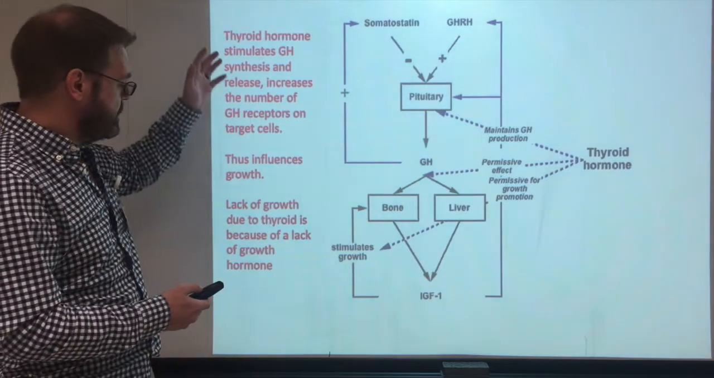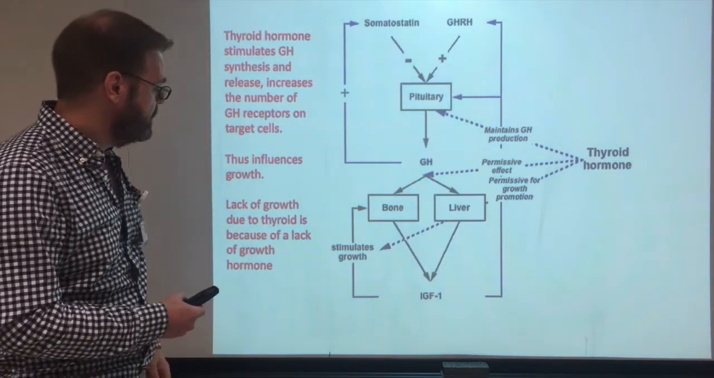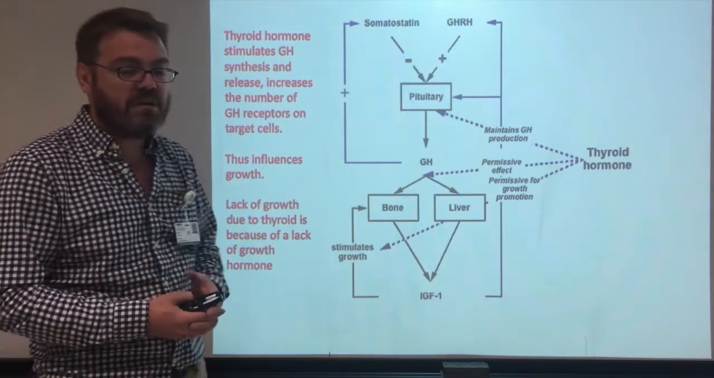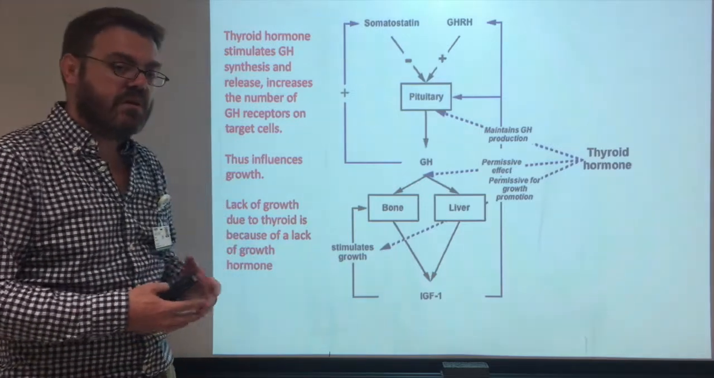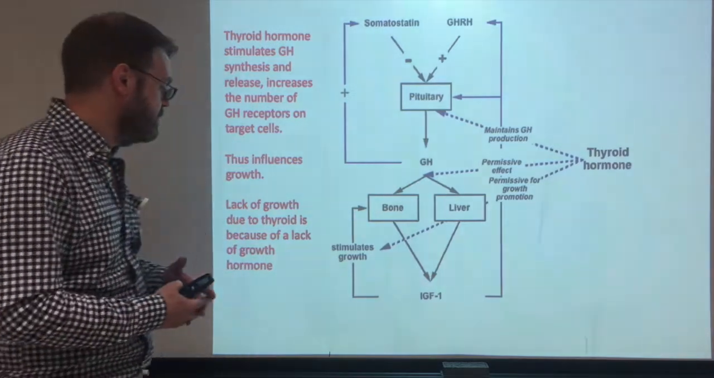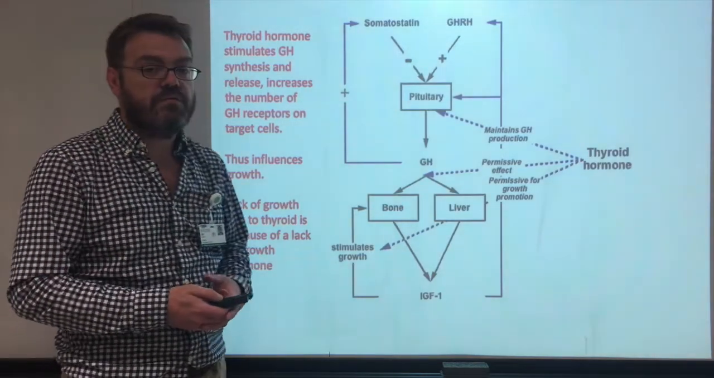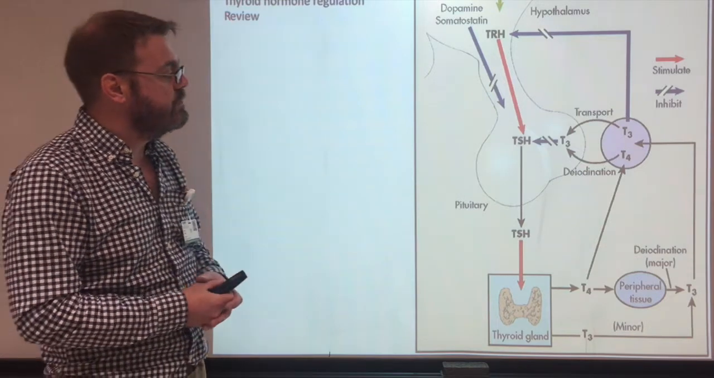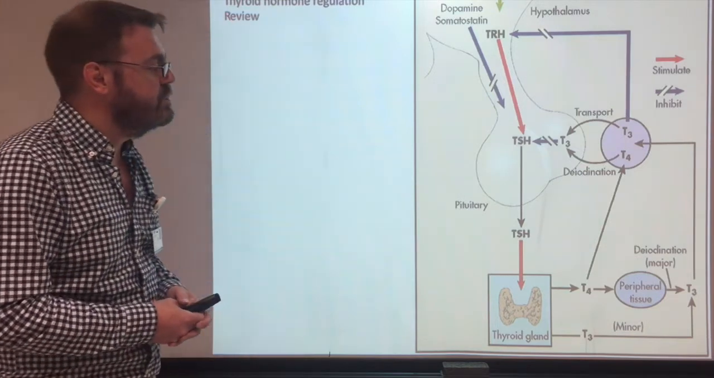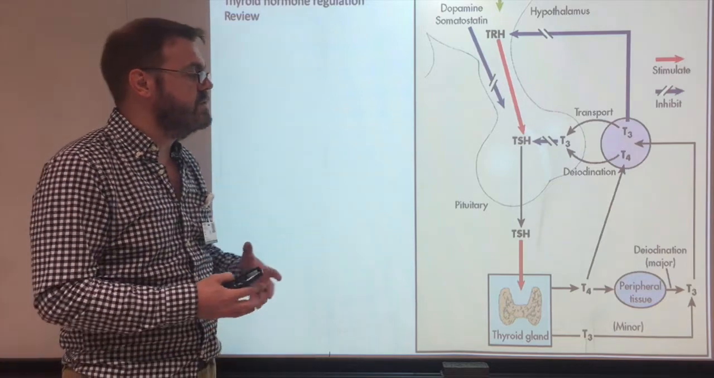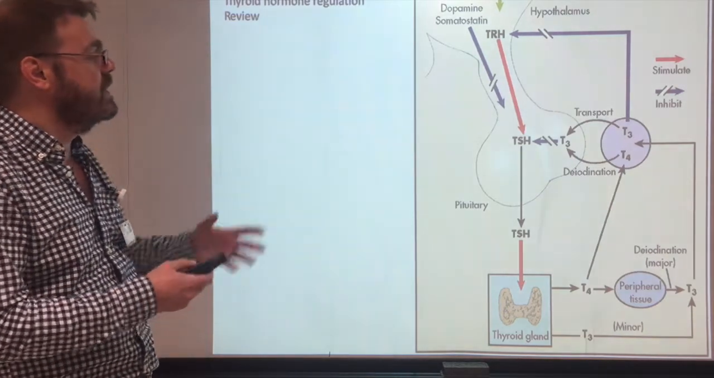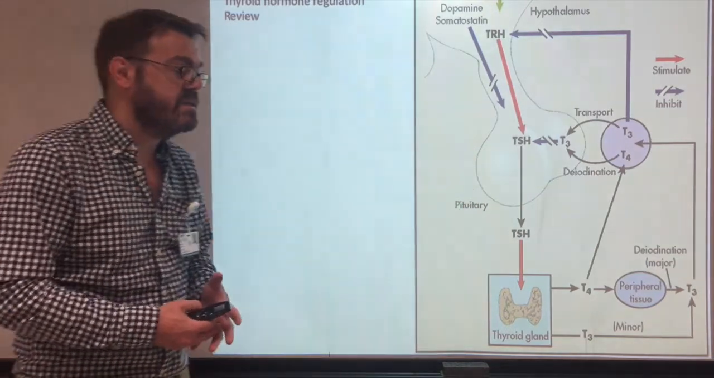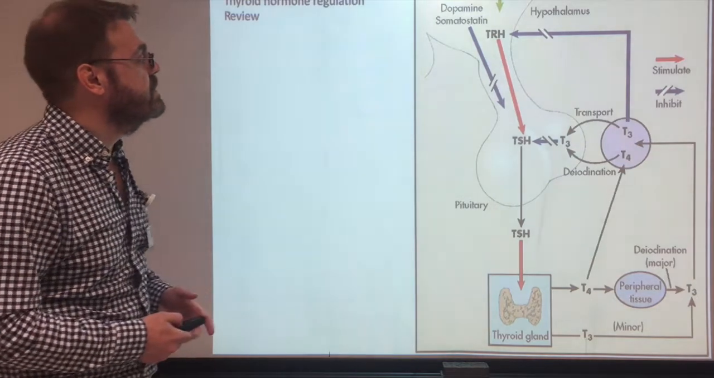And so this reiterates what I just said, and to summarize, the lack of growth in the absence of thyroid hormone is due to a lack of effects of growth hormone. I'm going to briefly go over the regulation of thyroid hormone release here. Again, it is the hypothalamus pituitary thyroid gland axis that is used in this situation.